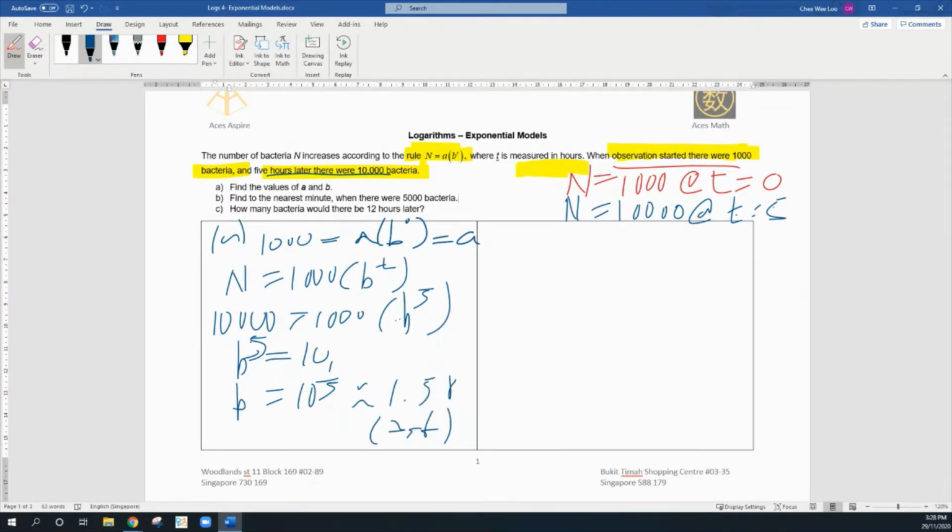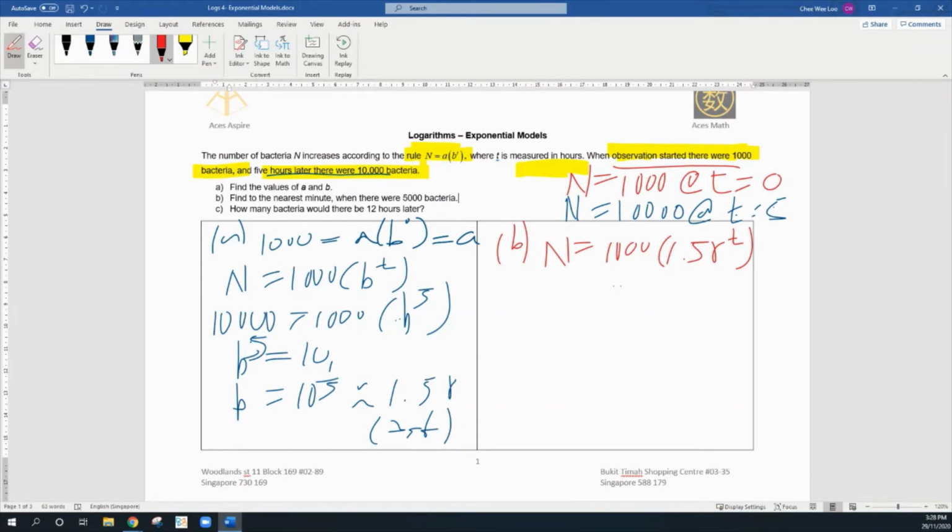Alright, with this, I will always make a habit to update my master equation right now to solve any subsequent parts of the question. Hence, the population model is actually indicated as n is equal to 1,000 times 1.58 to the power of t.